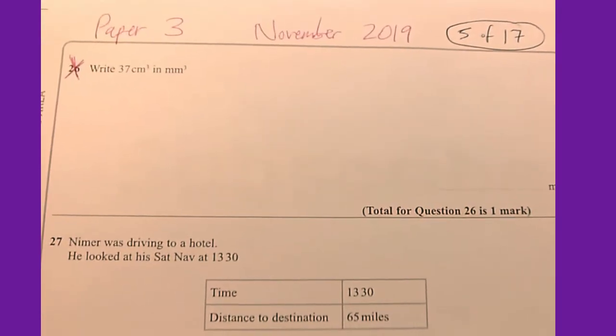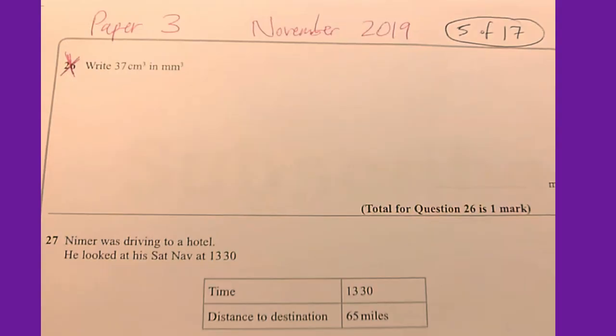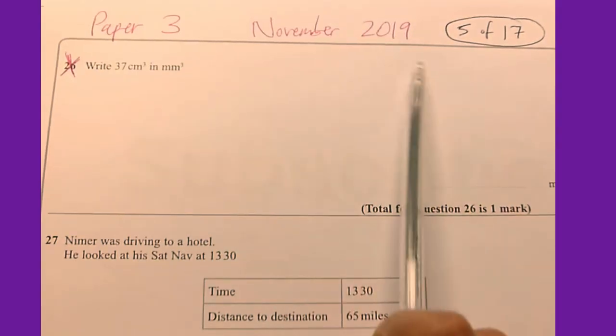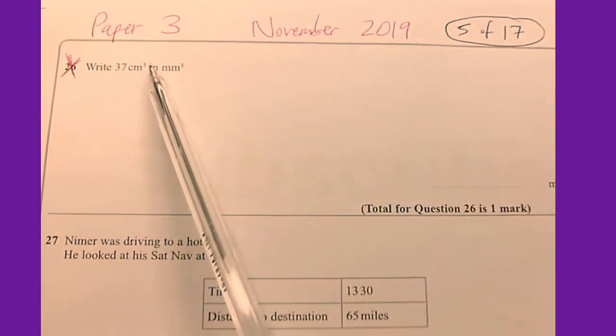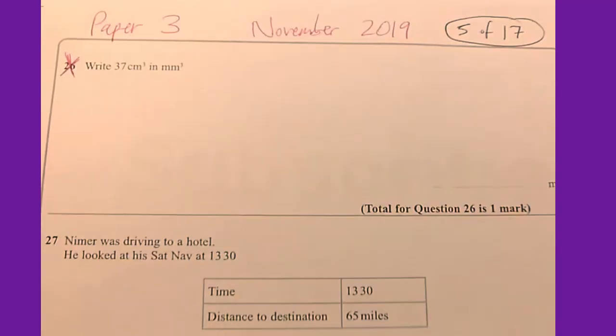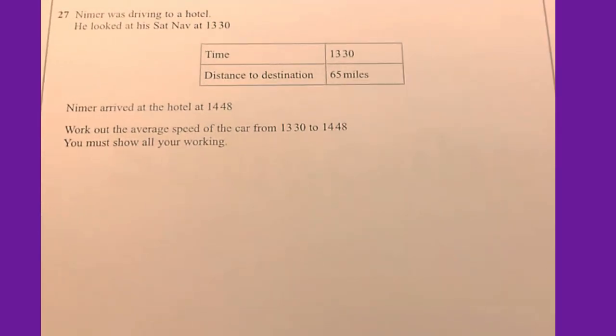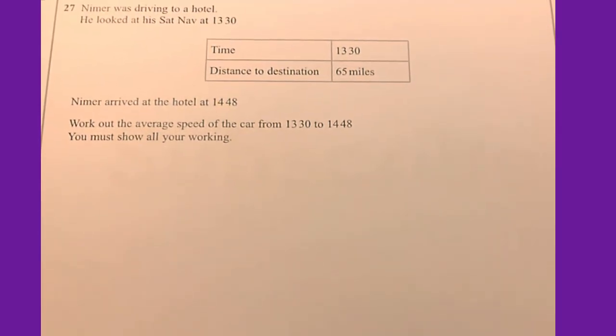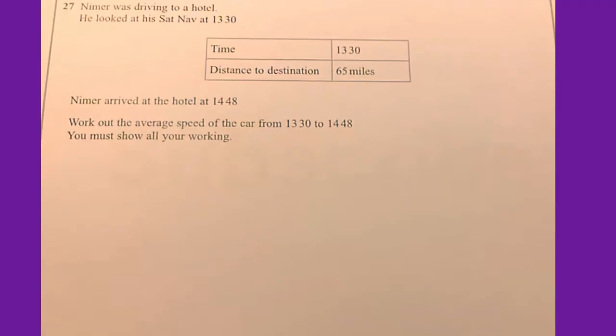All right, the next question. This is our 5th of 17 questions. So November 2019, paper 3. So we are allowed to use a calculator. We're going to skip this question here, 26, and we're going to go straight to 27. Press pause and have a go. When you are ready, you can press play for the answer.